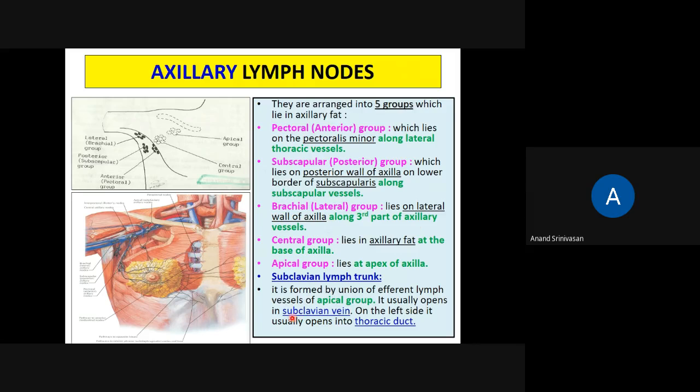On the right side it drains into the subclavian vein, the right subclavian vein. On the left side it goes into the thoracic duct. That's why, if the malignant cells escape into the systemic circulation, the malignancy could become systemic. So it can affect any organ. That's why metastasis can be found in any part of the body once it enters the circulation.